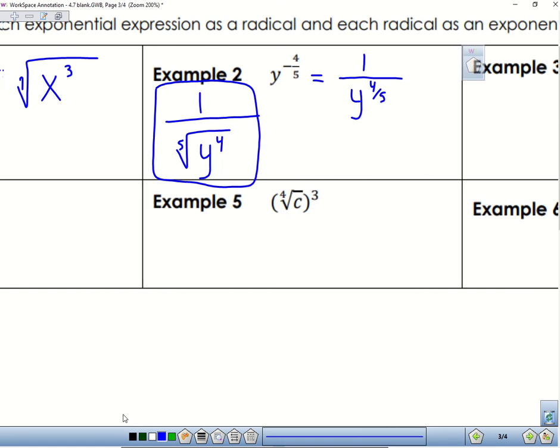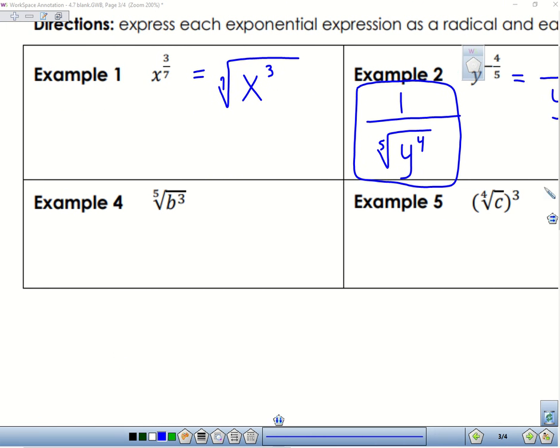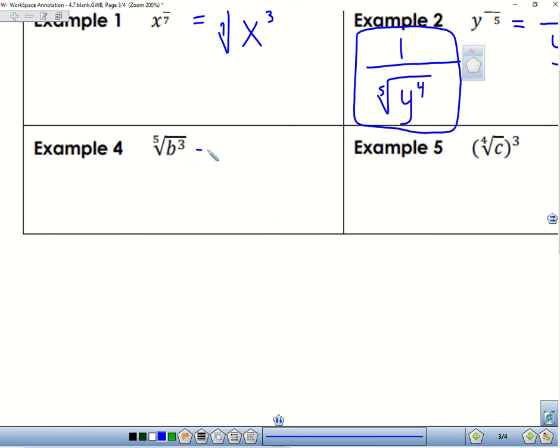Alright, and then we'll go ahead and do number 4. So what's b going to be to the? Good, 3/5 power.